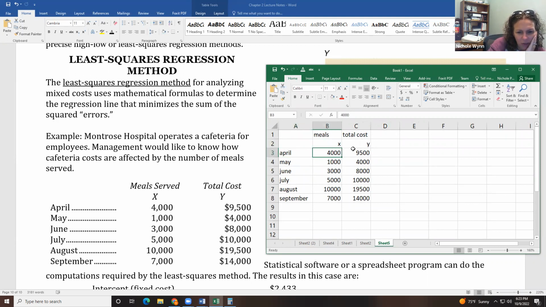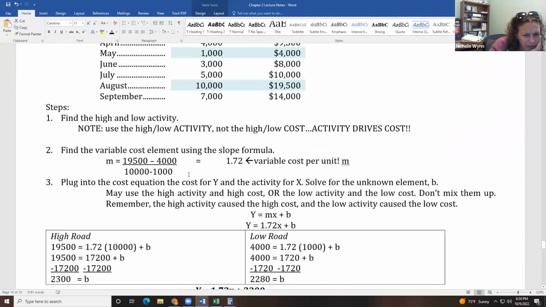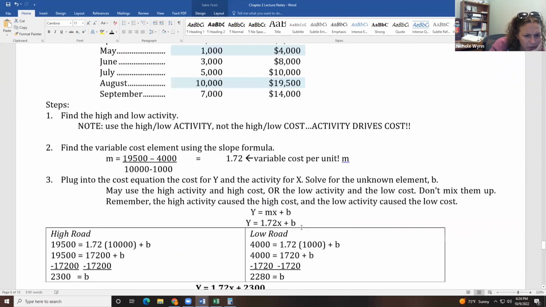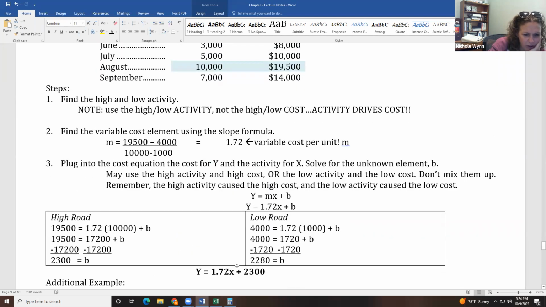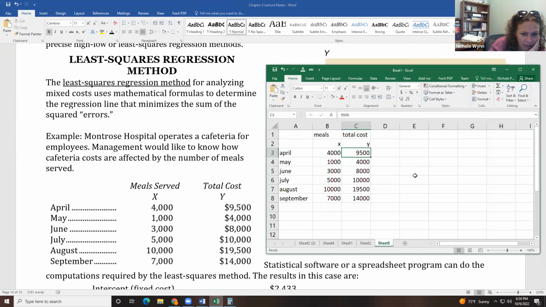And so we know that we did this cost equation using high-low. And I think we got 1.72 and 2,300 or so. It was about 2,280 or 2,300, somewhere in there. I can just average them and use 2,290. I don't know. But this is what we got when we used high-low. So now I'm going to take this exact same data and use Excel, and I'm going to find it using regression.